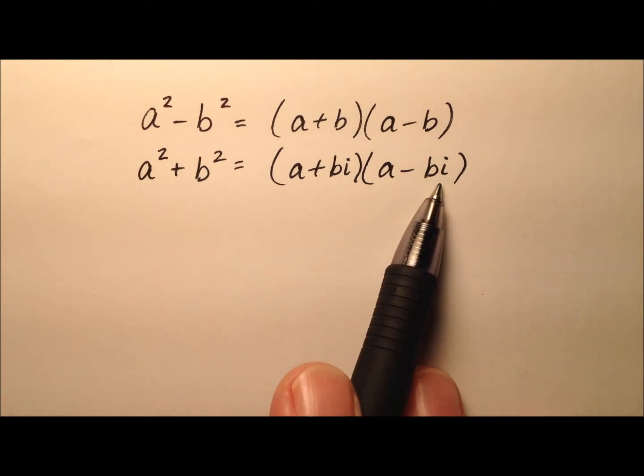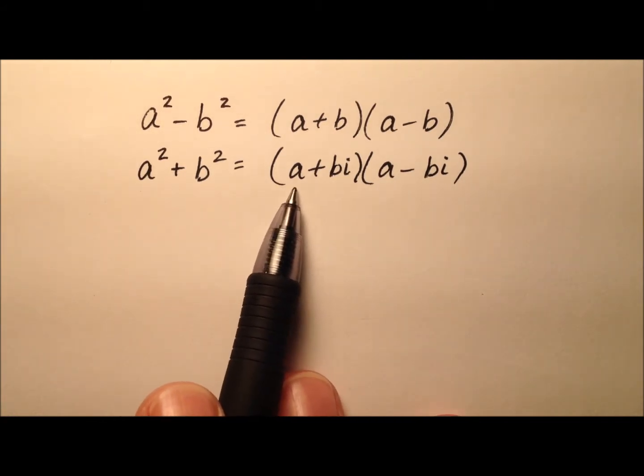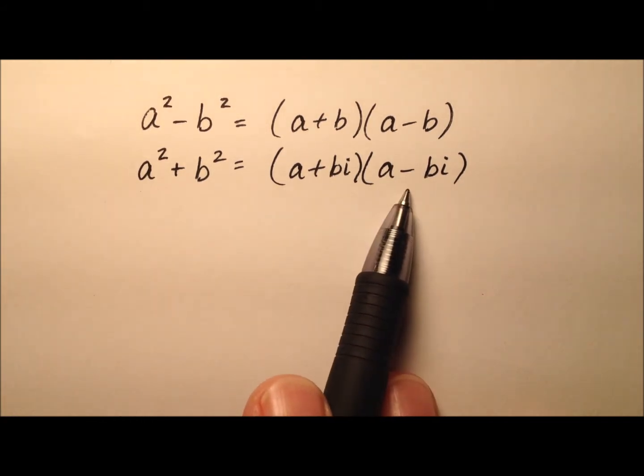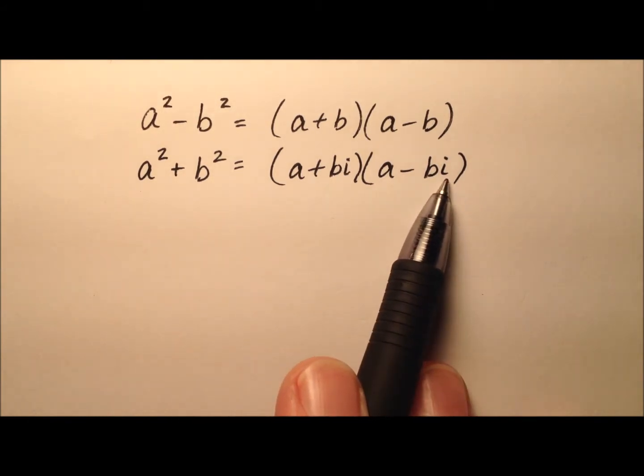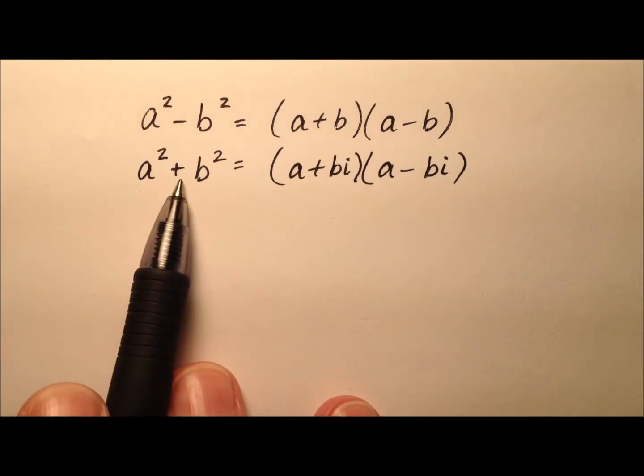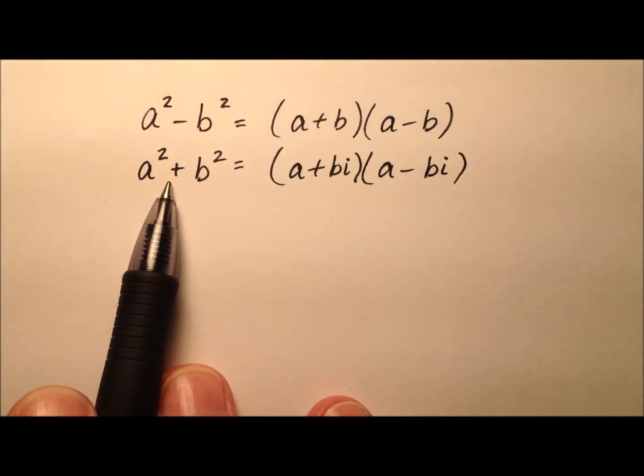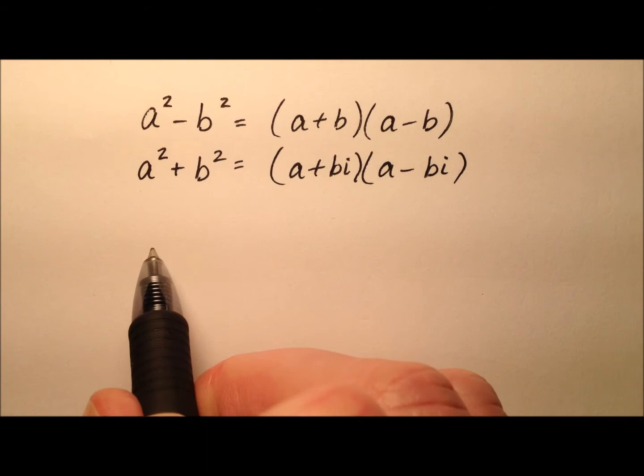We have these i's right here. So what happens is that these quantities end up being complex in nature. It's because the i is the square root of -1, and we have to have that in order to get this plus right here. All right, so let's look at a couple of examples.